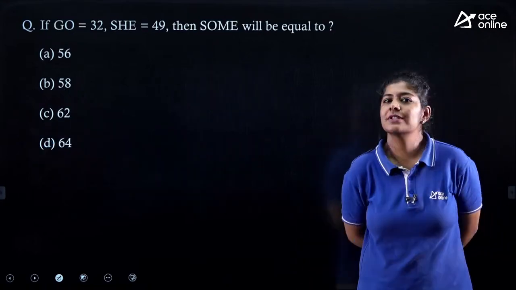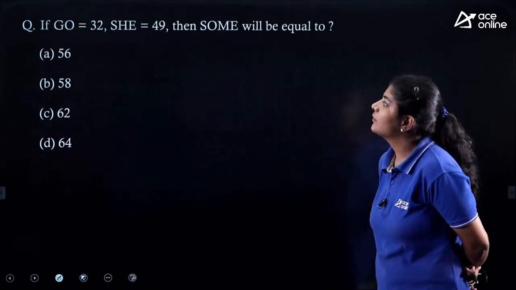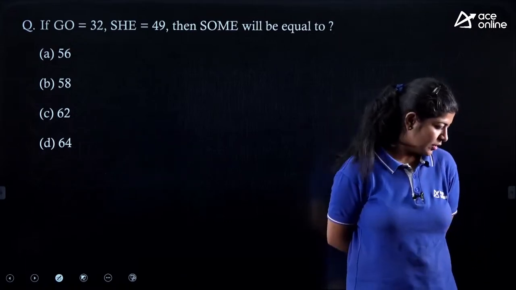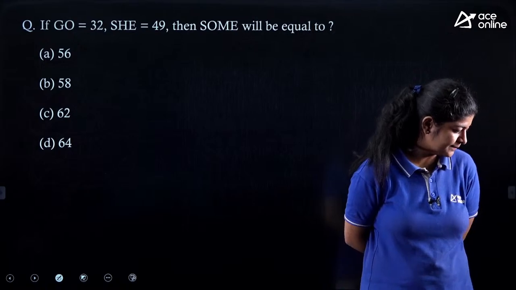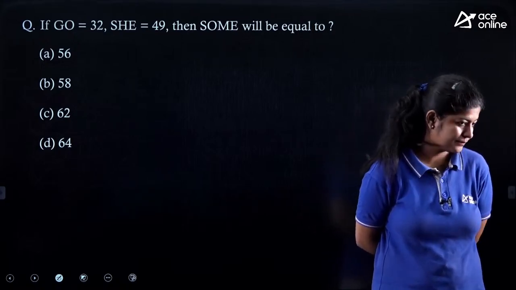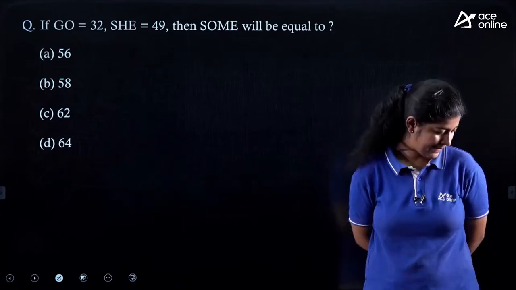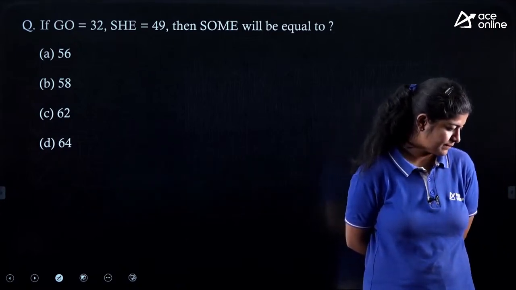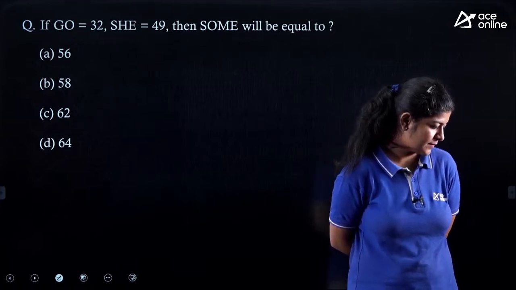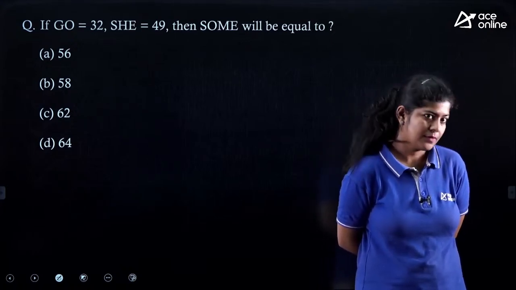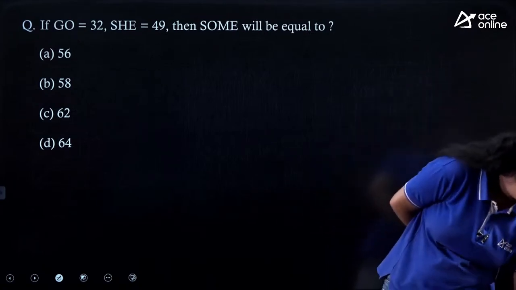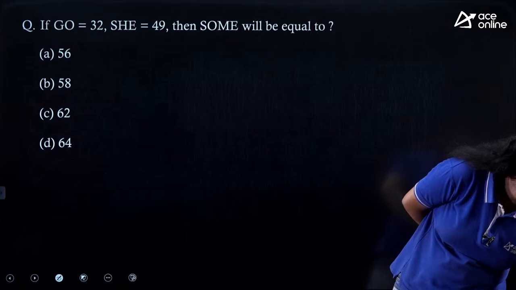Next. The next question says that if Go is written as 32 and she is written as 49, then sum will be equal to. So what answer are you people getting over here? Any one of you? What answer are you getting over here?